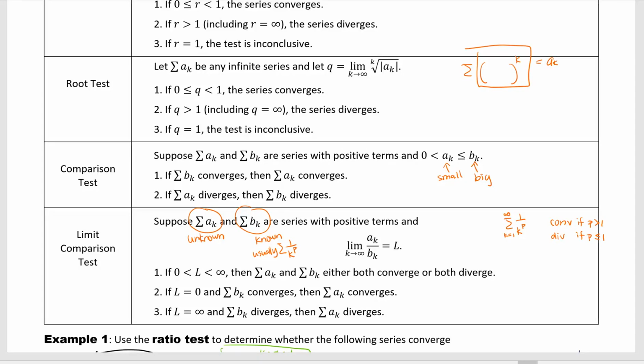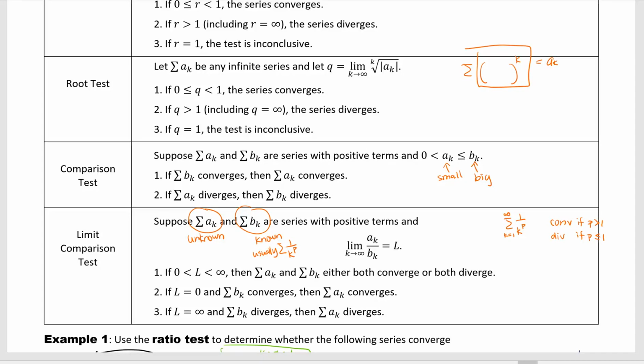Okay, so we compute the limit of a_k over b_k. If this limit equals L, let's look at the three cases. If L is a number greater than 0 but less than infinity, then both series either converge or both diverge. So if the limit is a finite number, not 0, then both series either both converge or both diverge.